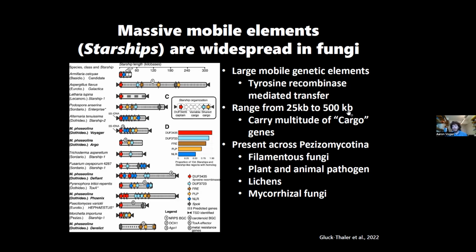And a lot of that extra genetic makeup is what we call cargo genes, right? So the actual tyrosine recombinase, that's normal size, it's like 2 kb. The rest is a lot of other fungal genes that do many, many different things. And we find this in many different types of fungi. So the molds, the filamentous fungi, right? A lot of pathogens have it, lichens have it, as well as a lot of symbiotic fungi. So you name it, these things are in those genomes.